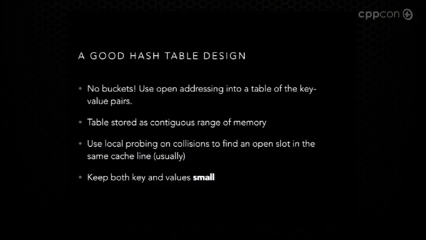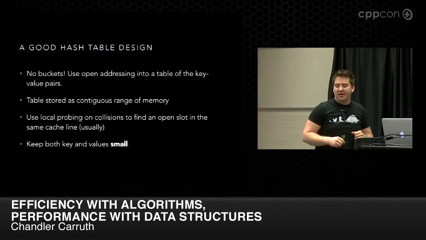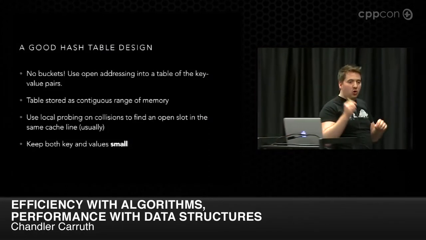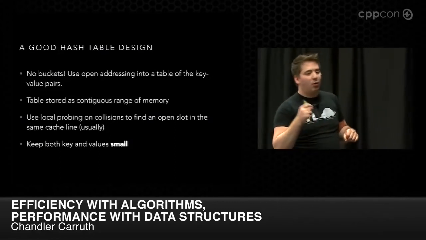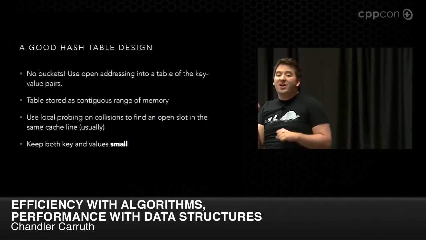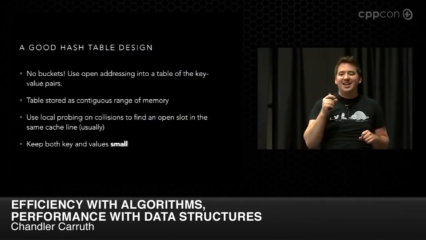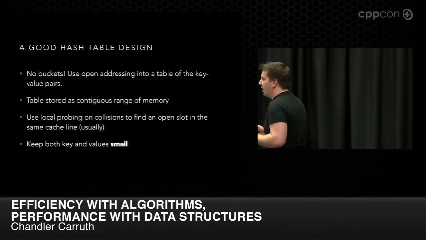A good hash table looks something like this. You don't use buckets. You use open addressing into a table of key value pairs, right? Just a flat, contiguous table of key value pairs. You use local probing to find where to place values when you have a collision. The local probing here is key, okay? You will have collisions in any hash table implementation. You're going to have them. You have to plan for it, okay?